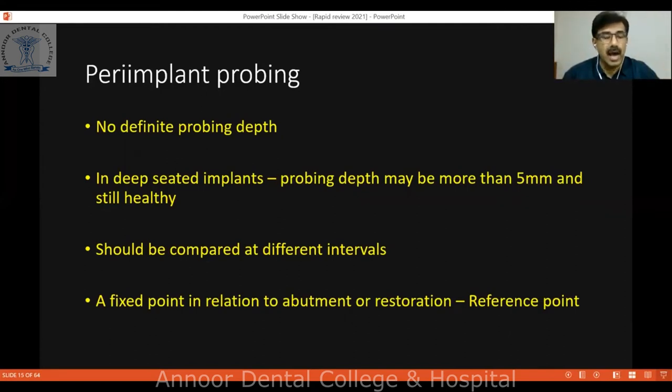So what you have to do is, after you place a restoration, you take a probing depth. In relation to a natural tooth, you have the cemento-enamel junction, which acts as a reference point. But in relation to the implant, you don't have a cemento-enamel junction. So you have to keep a reference point either in relation to the prosthesis or in relation to the abutment. Keeping that reference point as a marking, you take a measurement of the initial probing depth. Then when you recall the patient over a period of time, you use the first measurement as your reference to know whether the pocket depth is decreasing or increasing. So that is how you should probe around an implant.